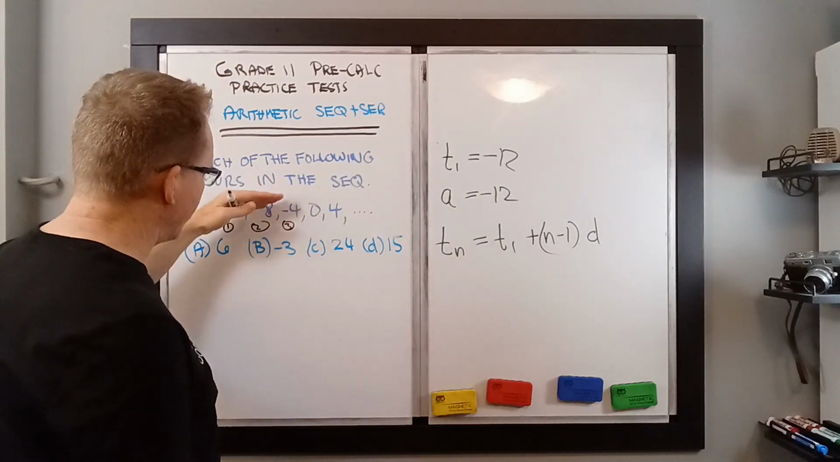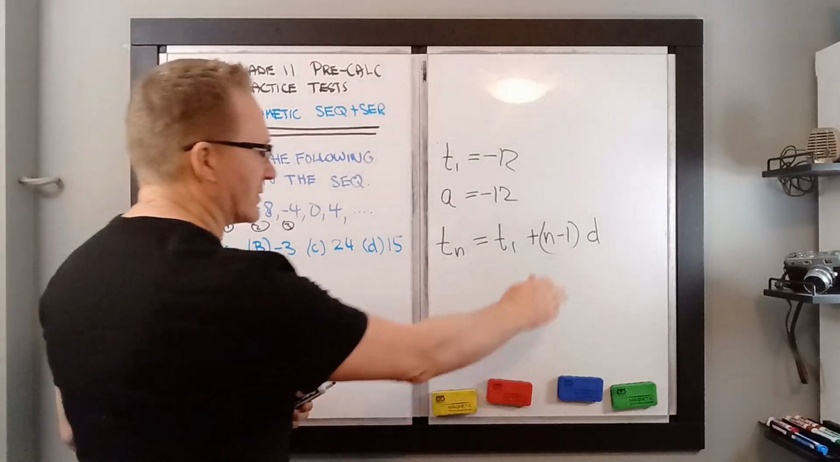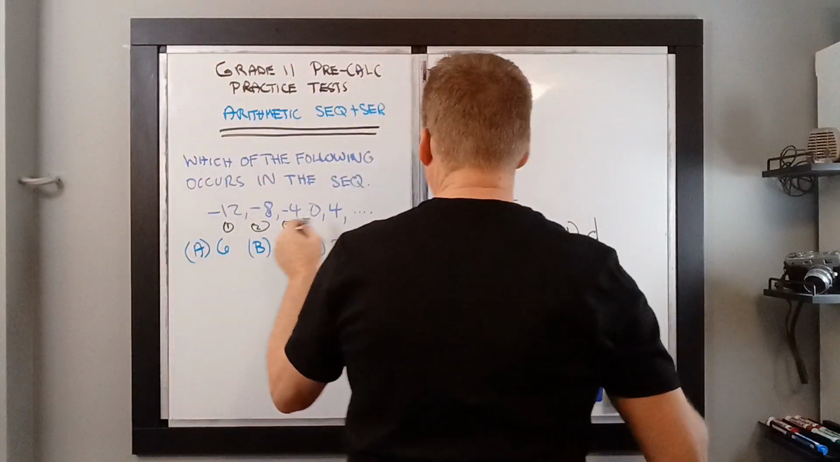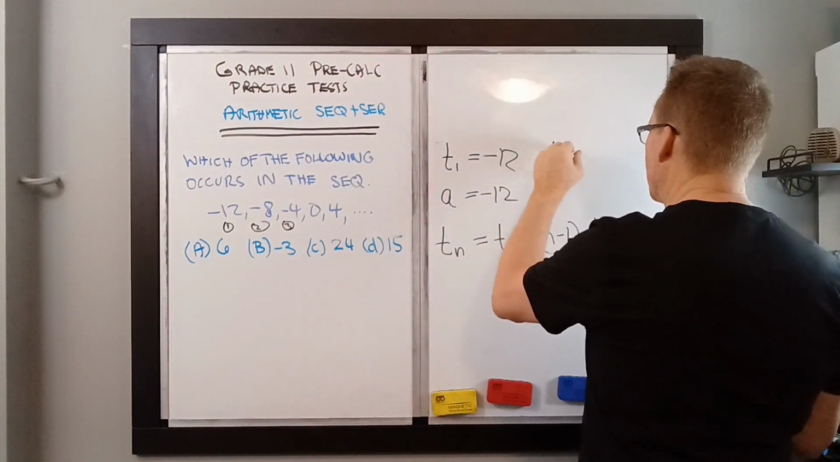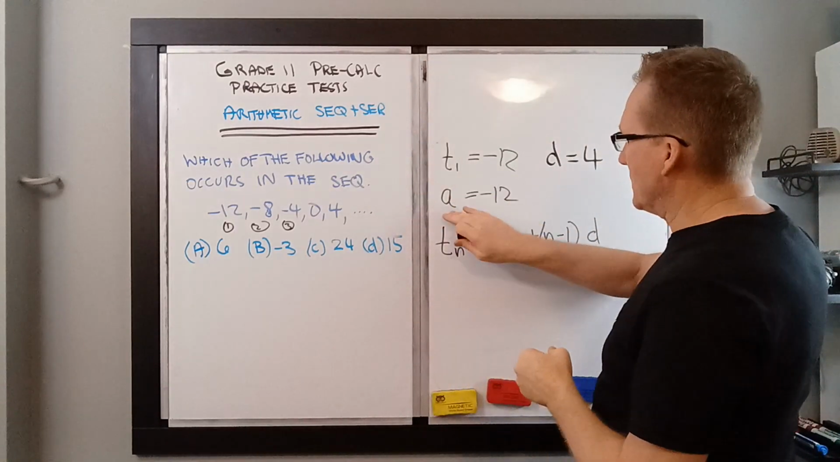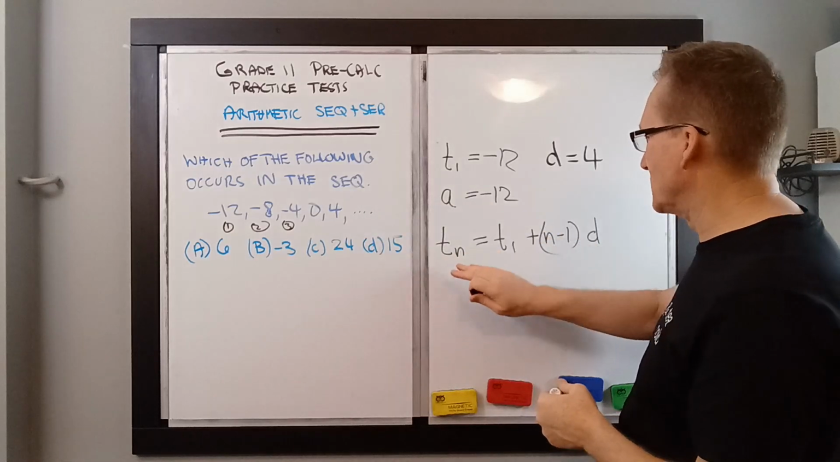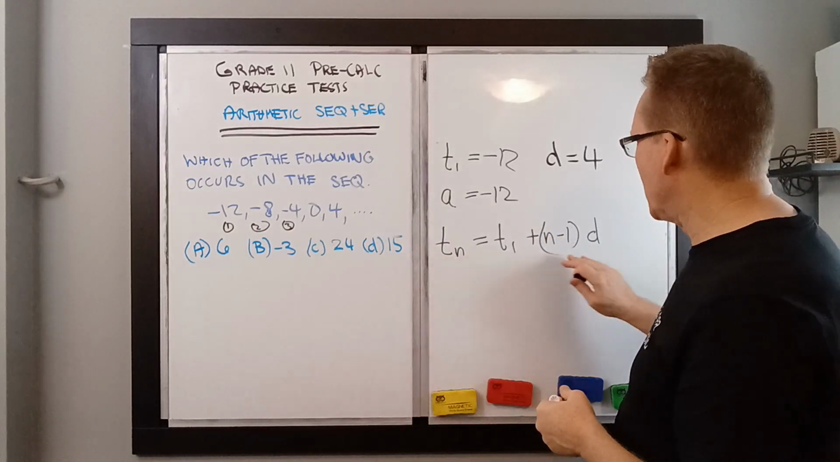You can just take any one of them and subtract the other, and then check it out with the others to make sure it's the same. So D in this case is going to be equal to 4. We already figured that out. The first term, the T1 or the A, I'm going to be referring to it both ways because students do it differently. Some teachers do it differently. So the nth term is going to be like this.